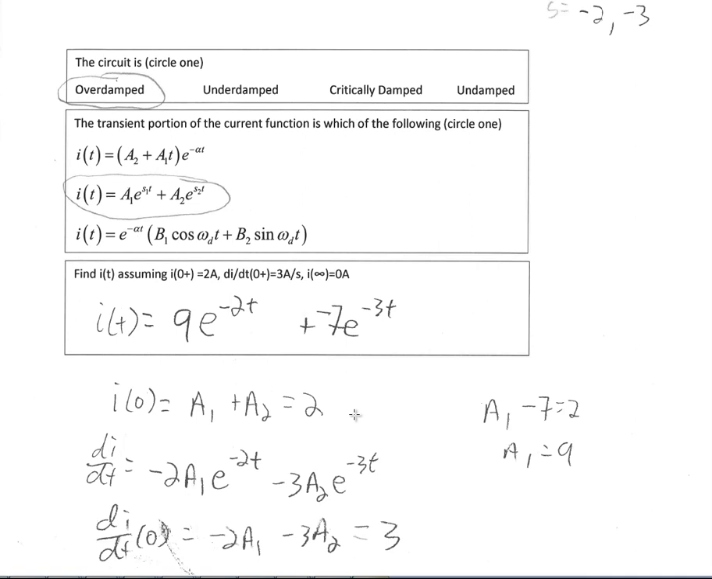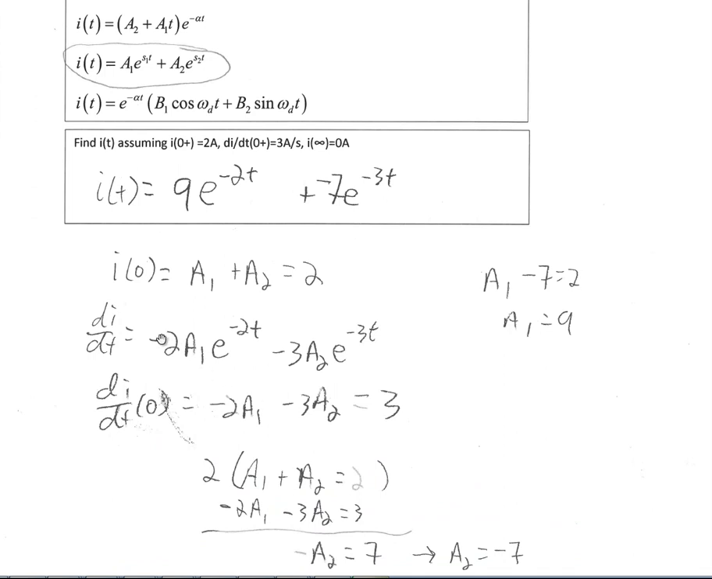The second equation comes from the derivative of our transient response. So if we go ahead and take the derivative here, if we know that s1 is negative 2 and s2 is negative 3, that is going to yield negative 2 a1 e to the negative 2t minus 3 a2 e to the negative 3t. That's the derivative. So now let's go ahead and plug in 0 into the derivative. We get negative 2a1 minus 3a2. Both of these exponentials go to 0. And we were given that that initial condition for the derivative is 3 amps per second. So negative 2a1 minus 3a2 equals 3.